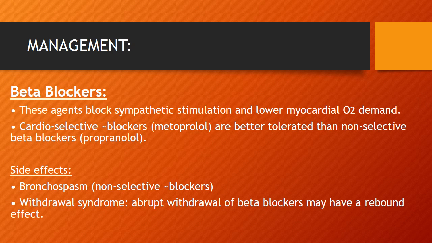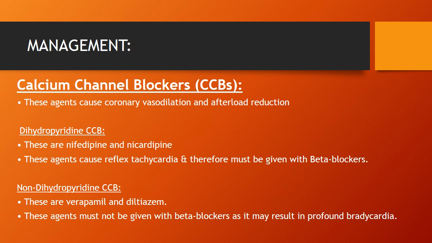The non-selective beta blockers, because they also act on lungs and other smooth muscles, can lead to bronchospasm, so they should not be given in asthmatic or COPD patients. So bronchospasm is a side effect. Withdrawal symptoms may also occur because of abrupt withdrawal of beta blockers, and they have a rebound effect and precipitate dangerous arrhythmias or MI. Calcium channel blockers can cause coronary vasodilation and they will decrease the afterload.